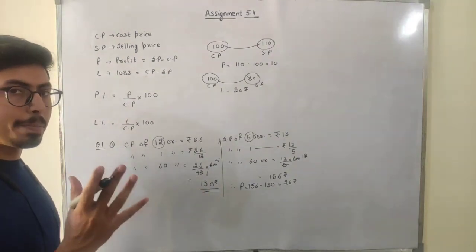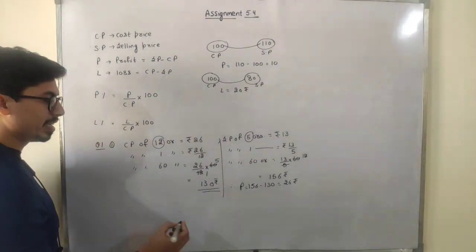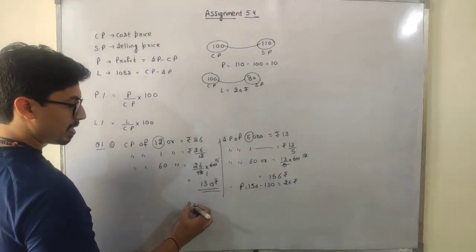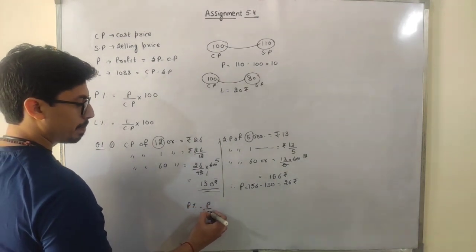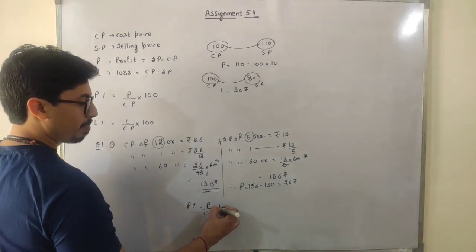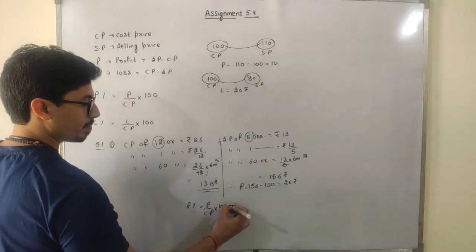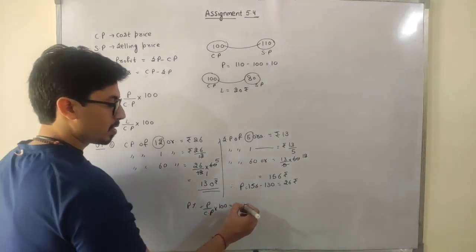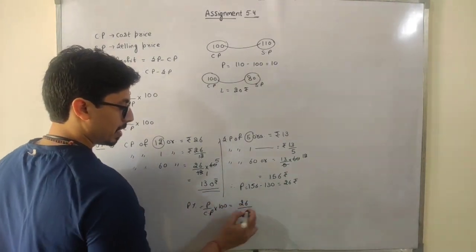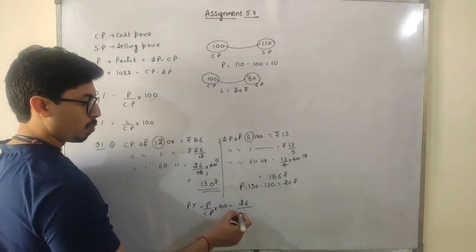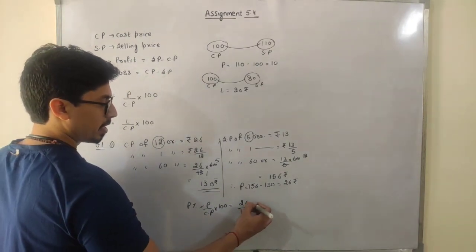We have to find out the gain percentage. Gain means the profit percentage. So profit percentage is equal to profit by CP into 100. We know the formula. So profit is 26, CP is 130, into 100.